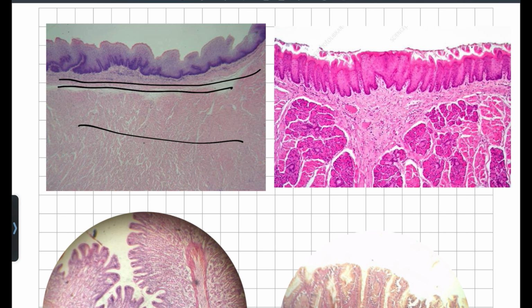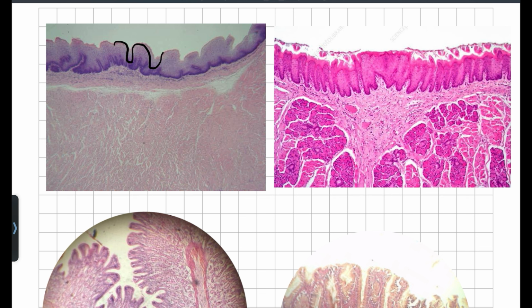So it is a GIT. Four layers are there, so we can understand that it is a GIT. And due to the presence of pink and stratified squamous epithelium, only four parts of the GIT contain stratified squamous epithelium. First is tongue, second esophagus, third oral cavity, and fourth lower part of the anus. It does not have any deep crypts, so it is an esophagus.